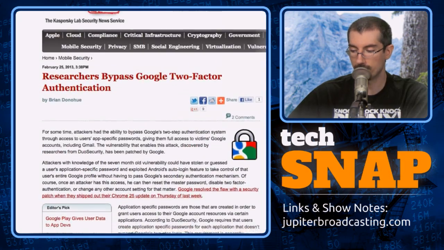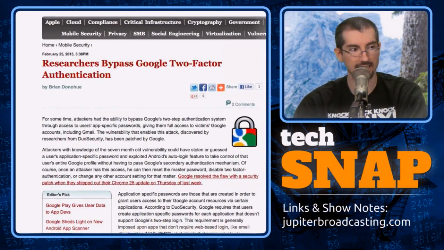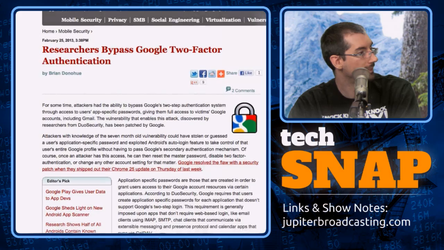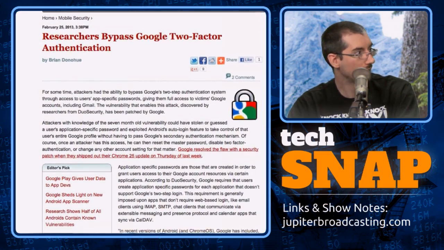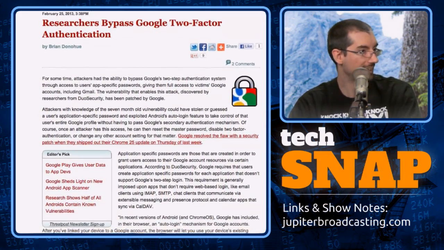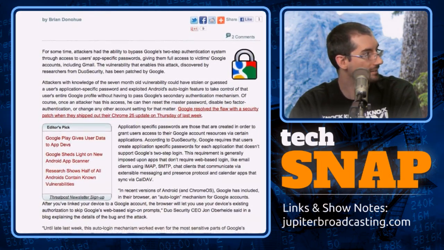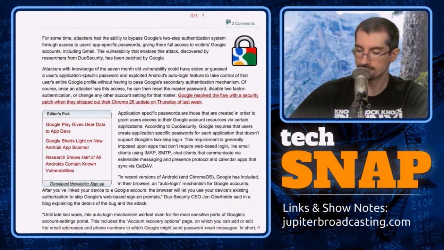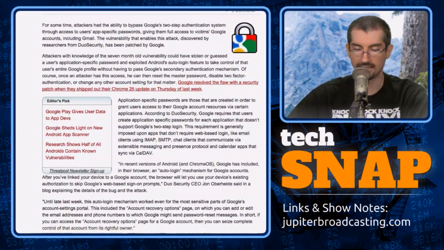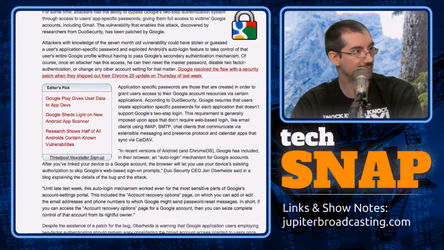So once they have access to your profile, they can reset the master password and disable two-factor authentication. So basically, skip it once, get in there, disable it, and now I just use your username and password to get into your Gmail, and then I can do whatever I want. You could steal the entire account, which now includes your YouTube account, your G Plus account, your docs, your Gmail, everything.